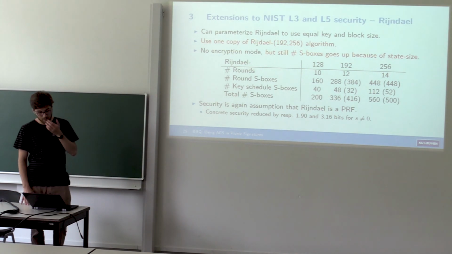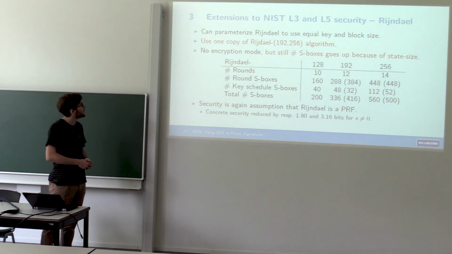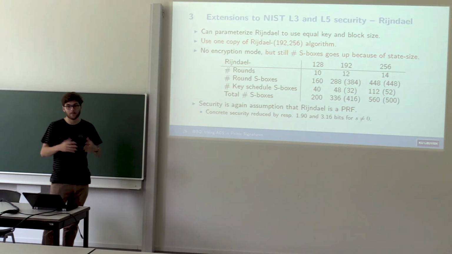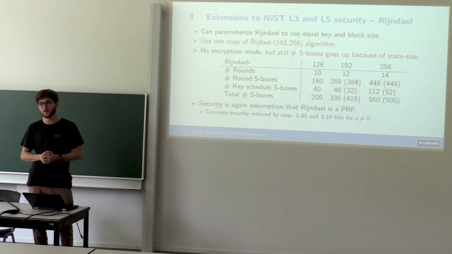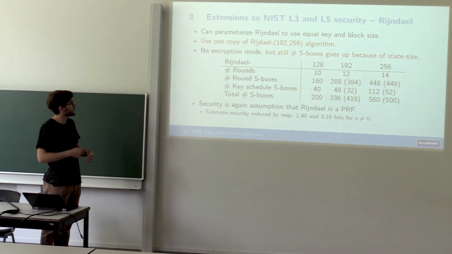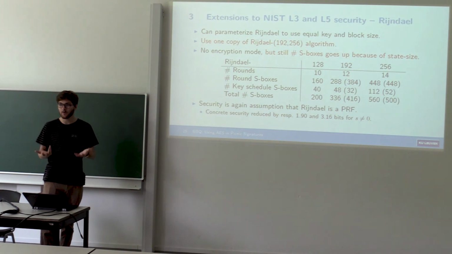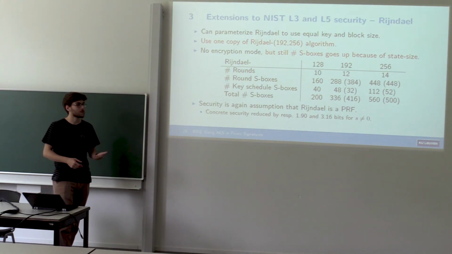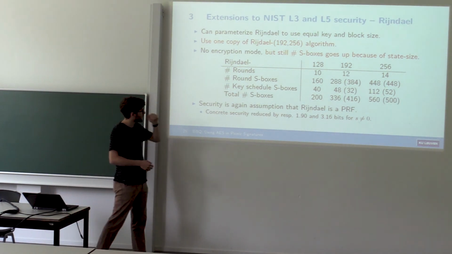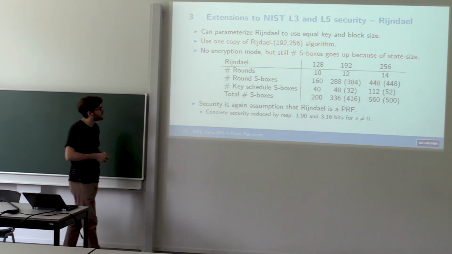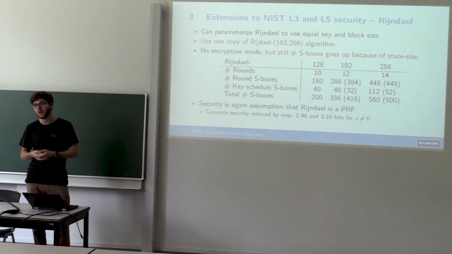Now the other way is to use the Rijndael block cipher, because this one was actually designed to have a bigger block size. So we can do this. We only need 1 copy of it. We don't need to combine it in any kind of mode. But because the state size is larger, the number of S-boxes still goes up. So here we have the number of S-boxes for Rijndael. In brackets, we have the corresponding number of S-boxes for AES of the same key size.